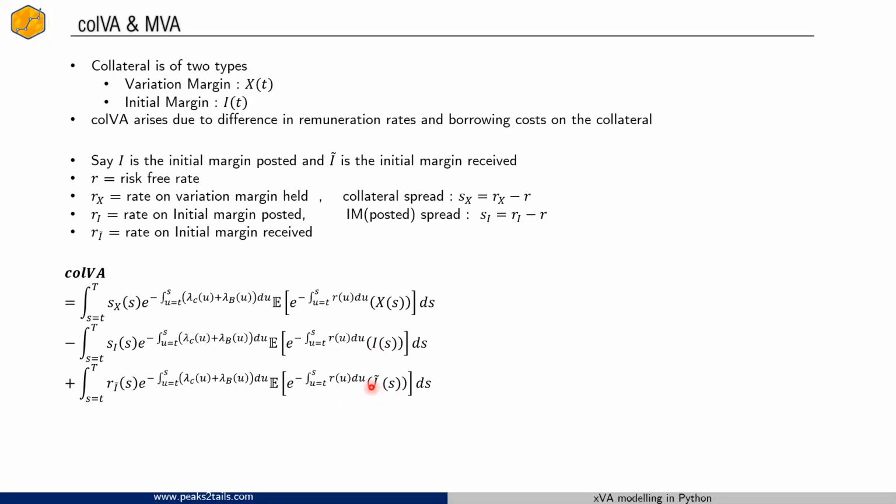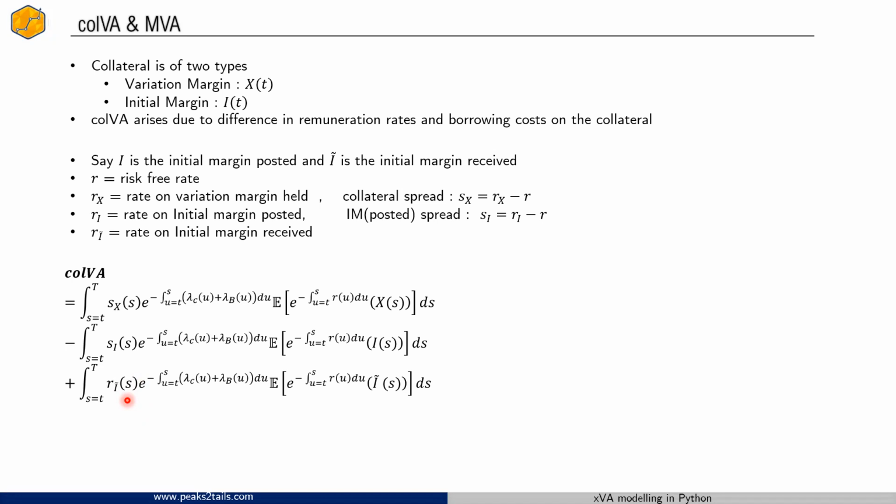The last one is the initial margin received. There is no spread here. This is the rate that you have to pay to the counterparty, because you got the collateral. On the collateral, you have to pay the remuneration to the counterparty, correct? There is no spread here. You know why? In both of these, there is spread. Here, there is no spread. It is the raw interest rate that you have to pay to the counterparty on the initial margin received. This is just an outflow, pure outflow. There is no earning or remuneration or anything.